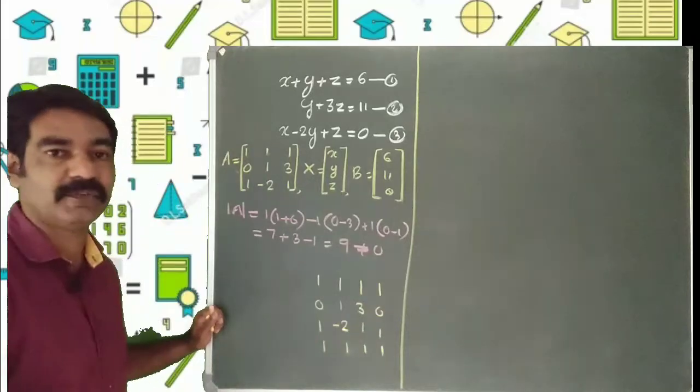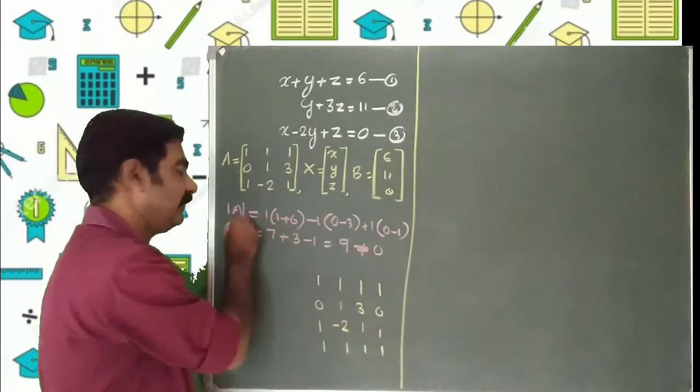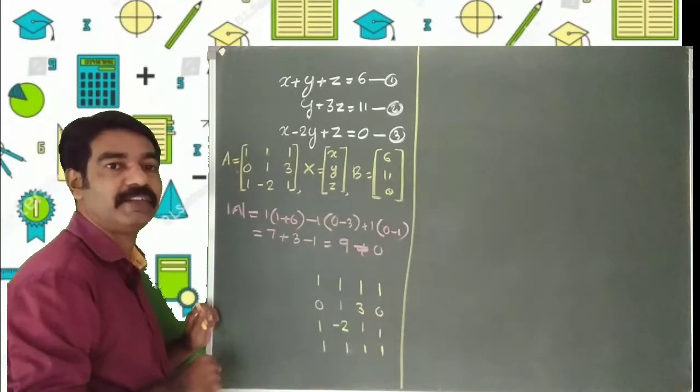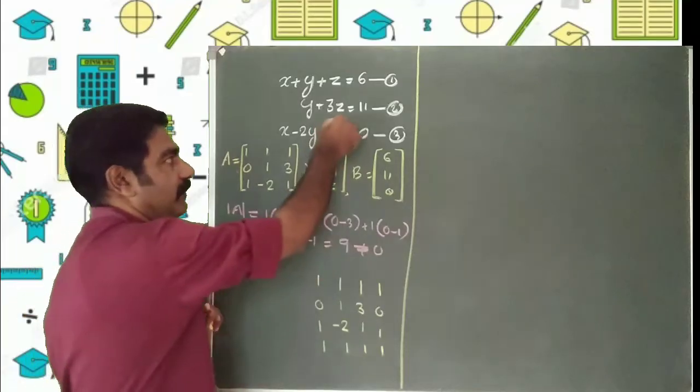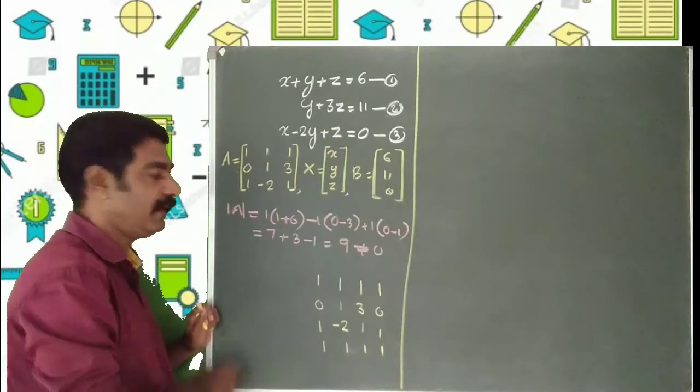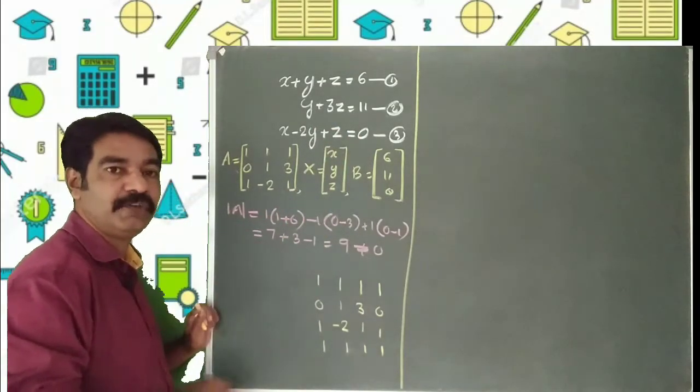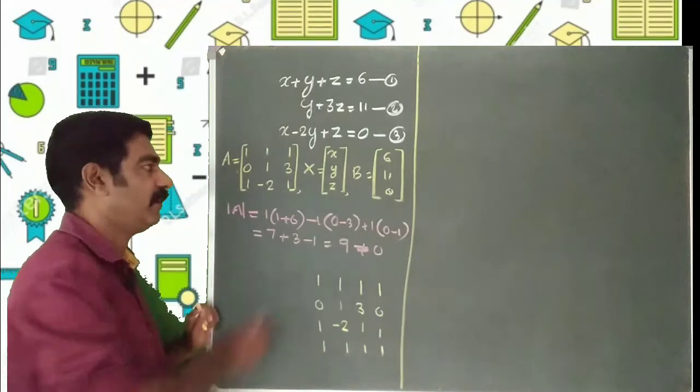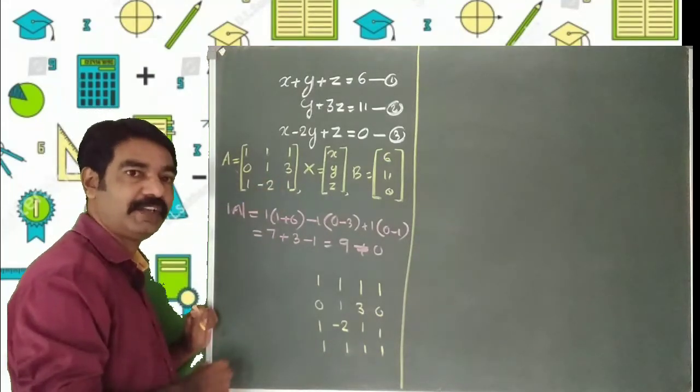So the determinant of A is not 0. That means A is a non-singular matrix and we can find the solution. The solution of this equation exists. Now we have to find A inverse. For finding A inverse, we have to find the adjoint first. How can you find the adjoint?